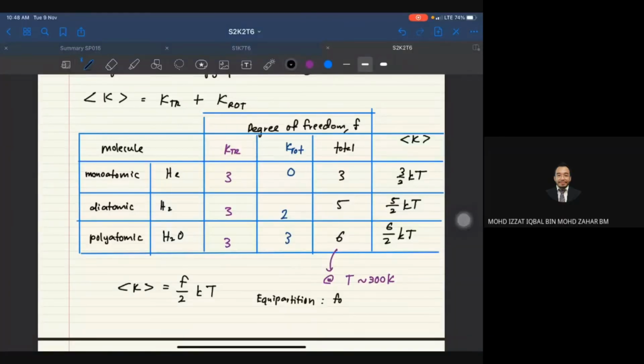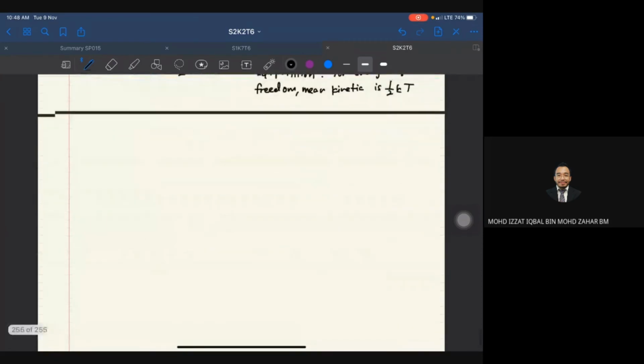Equipartition means that the mean average kinetic energy of every degree of freedom is 1/2 kT. For every degree of freedom, the mean kinetic energy is half kT. So kalau ada 6 degrees of freedom, it becomes 6/2 kT. Things like that lah. Tak ada apa pun.